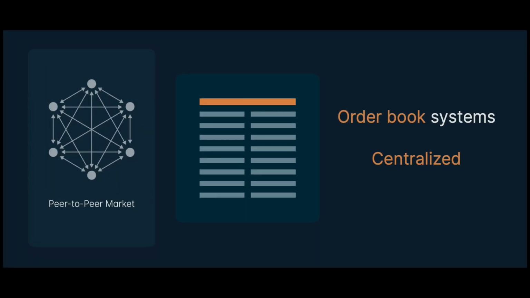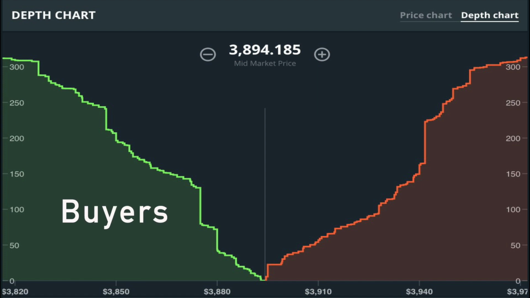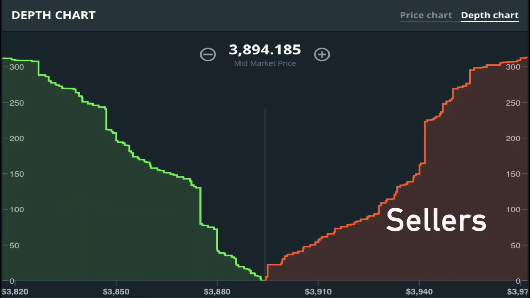So what is an order book system? Basically, an order book is a list of open or outstanding orders for a particular cryptocurrency pair. It is a system that is commonly used in traditional centralized exchanges. Buyers and sellers can place orders at specific prices, and the order book matches those orders to facilitate trades.